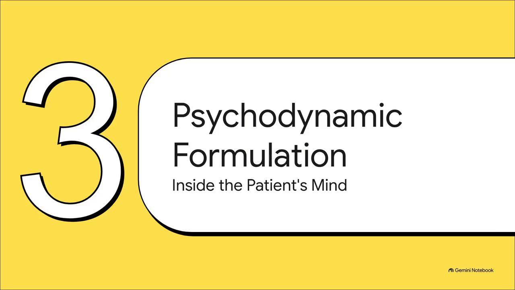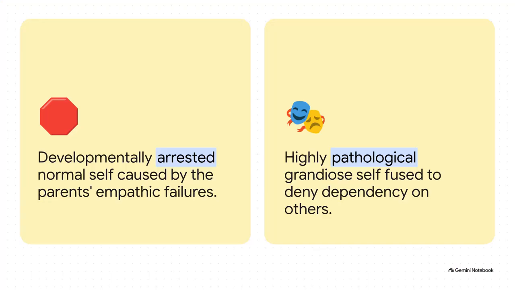All right, Section 3, Psychodynamic Formulation. Let's look inside the patient's mind through the lens of two titans of psychoanalysis, Heinz Kohut and Otto Kernberg. To successfully treat these patients, you must understand the architecture of their pathology. Kohut looks at the narcissist and essentially sees a child stuck in an adult's body. He believed their normal self was developmentally arrested because their parents failed to empathically validate their natural childhood need to show off and be admired.